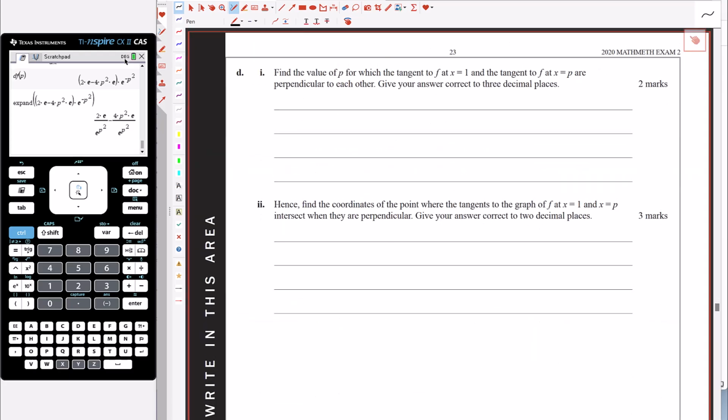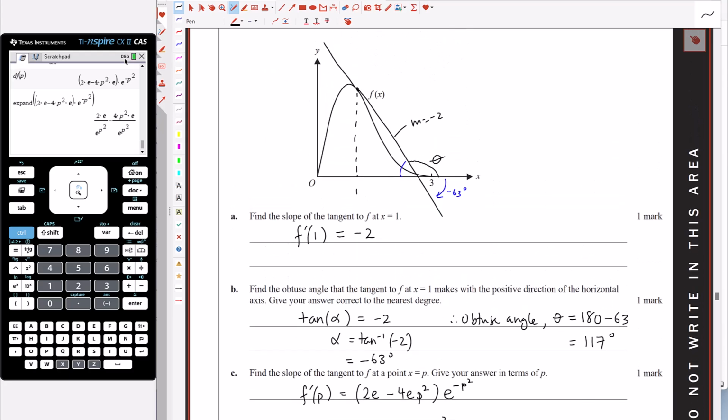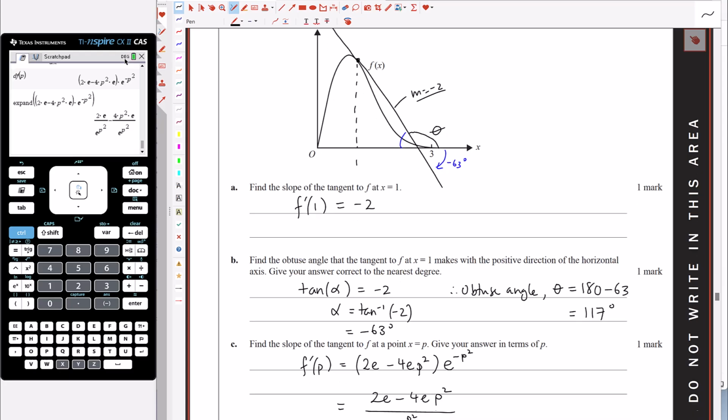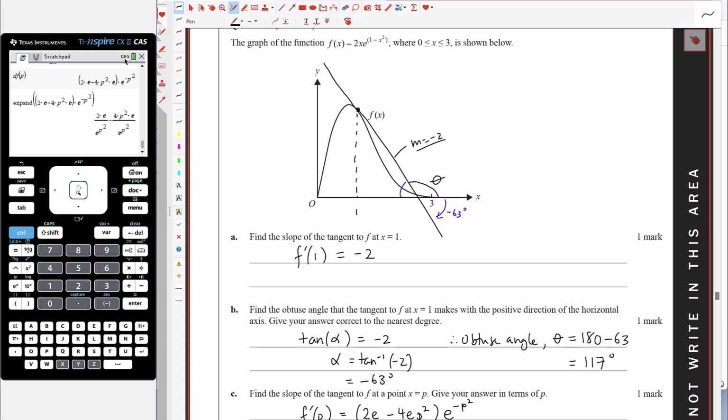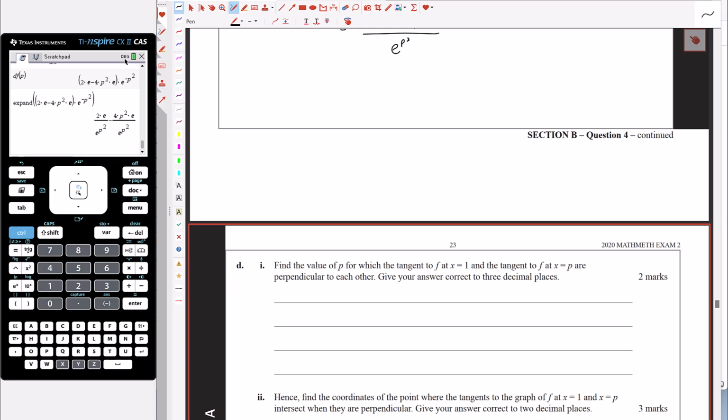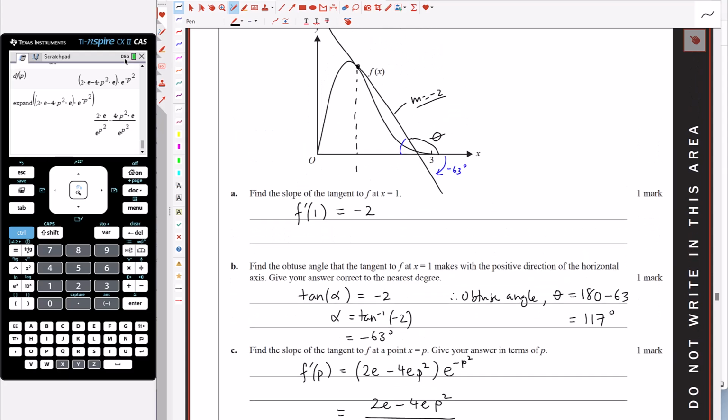Okay, part D. Find the value of p for which the tangent to f at x equals 1 and the tangent to f at x equals p are perpendicular to each other. So we already know that the tangent to f at x equals 1 has a gradient of negative 2. So we now want to know where is there a gradient of positive 1/2, so that the tangents will be perpendicular to each other. Feels like that might not exist in this domain. Let me just read that again. Find the value of p. The tangent to f at x equals 1. Okay, that's the one I've already got drawn in up here.